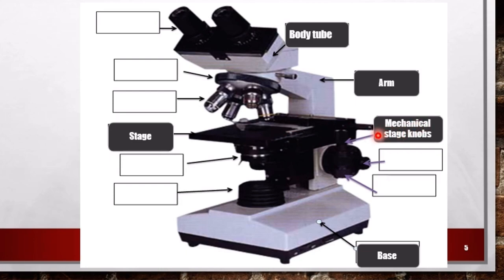Mechanical stage knobs. There are two types of the mechanical stage knobs used for movement of the stage in the X and Y direction.